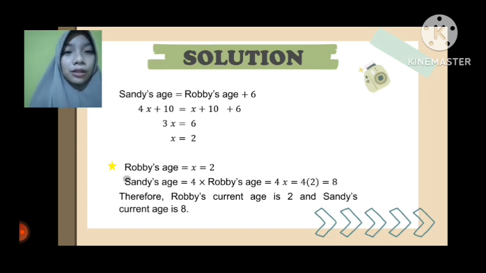Then we know that Robbie's age is 2. Sandy's age is 4 times Robbie's age, or 4 times x, is equal to 4 times 2, which is equal to 8. Therefore, Robbie's current age is 2 and Sandy's current age is 8.